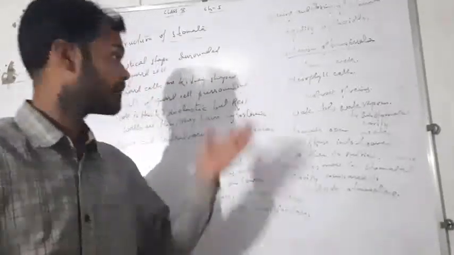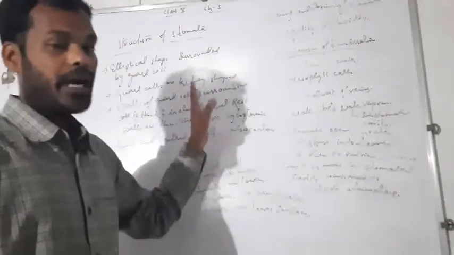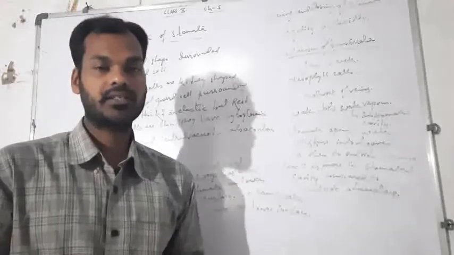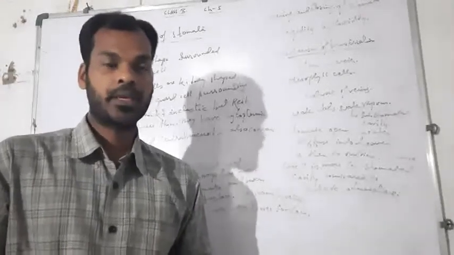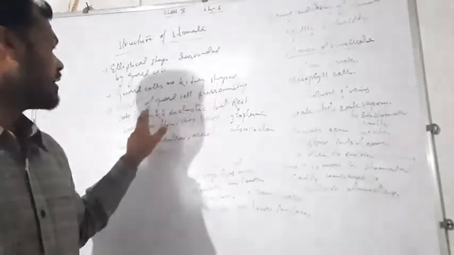Now see here. In case of the structure of stomata, it is elliptical in shape and is surrounded by a specialized type of epidermal cells known as guard cells. These guard cells are kidney shaped.